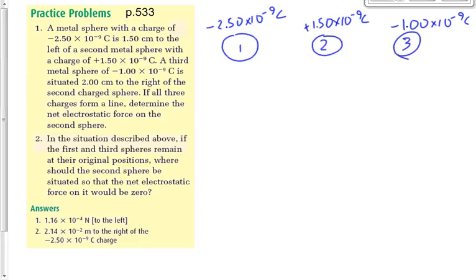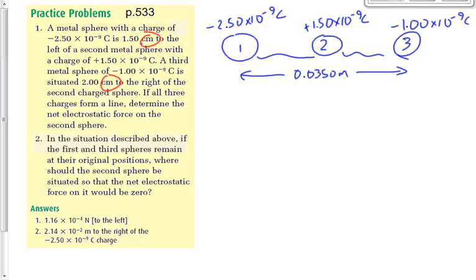So that distance that we were given, 1.5 centimeters to the right of it, the only place we're going to use that is to label the entire distance between 1 and 3. It's this distance, 1.5 centimeters, plus this distance, 2 centimeters. Where charge number 2 is in between, we don't know. 0.035 meters, right? Red pen. Always be thinking about the red pen. So far, so good?